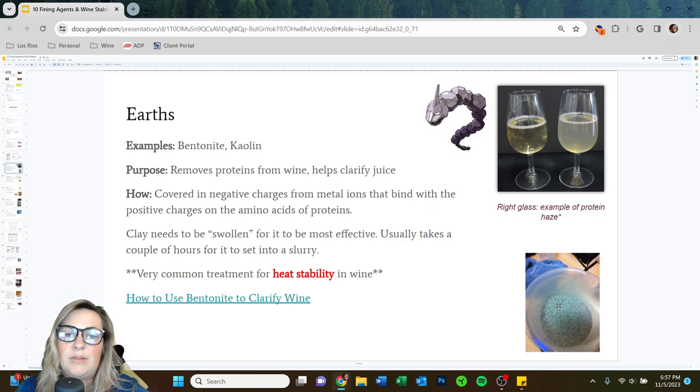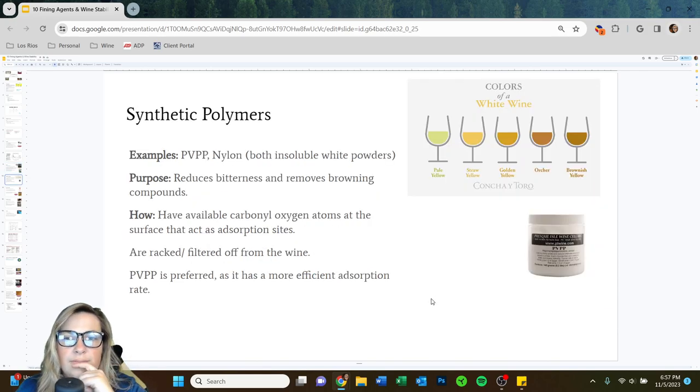The clay actually needs to be swollen for it to be most effective. So you use super hot water and mix it in as you're pouring it in very slowly and very carefully. Then once it's a perfect slurry with no chunks in it, you add it to your juice or your wine. We do have a little write-up on that. So that's how that is used.